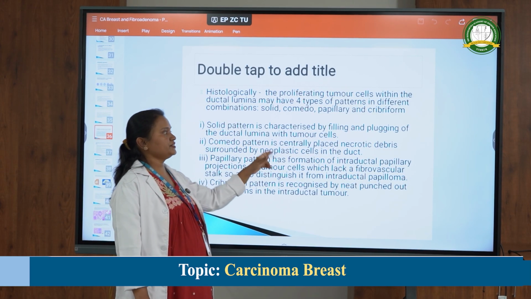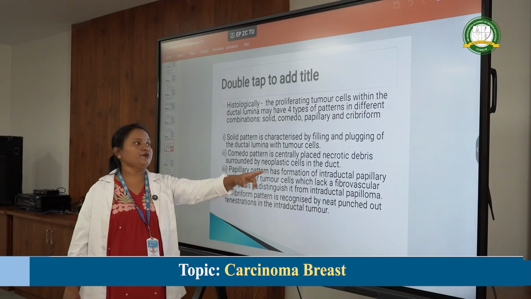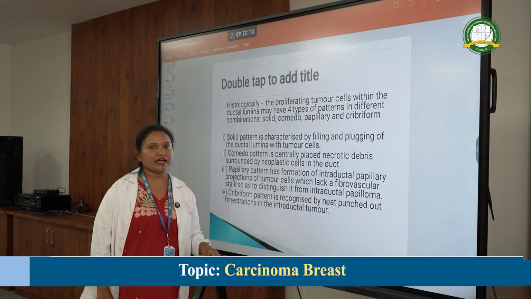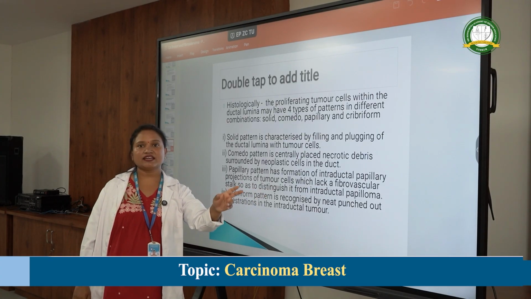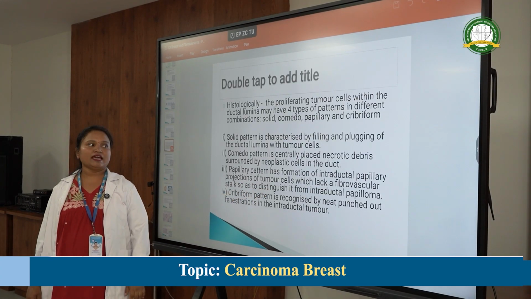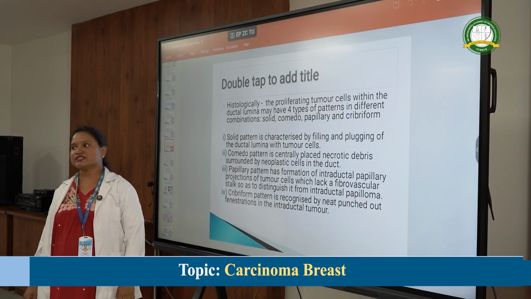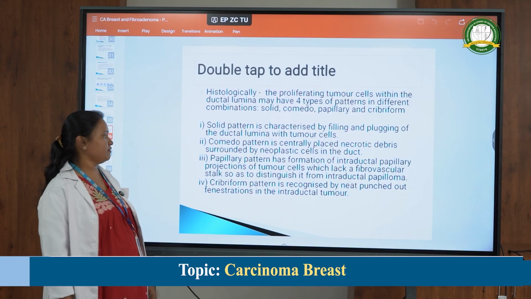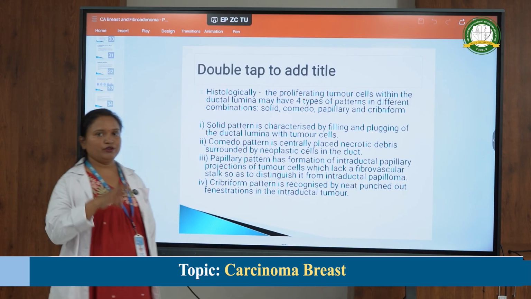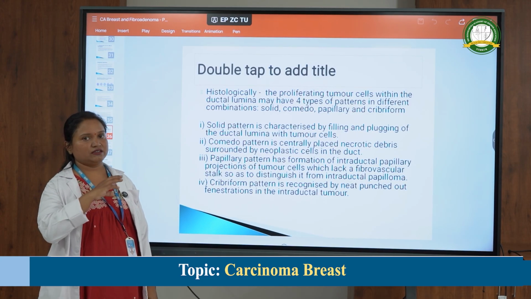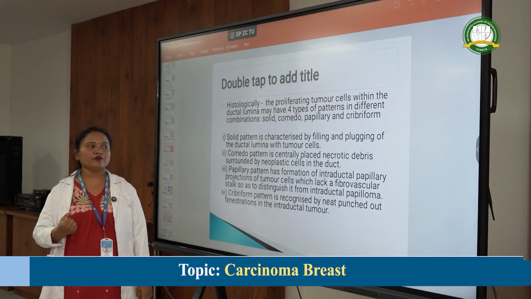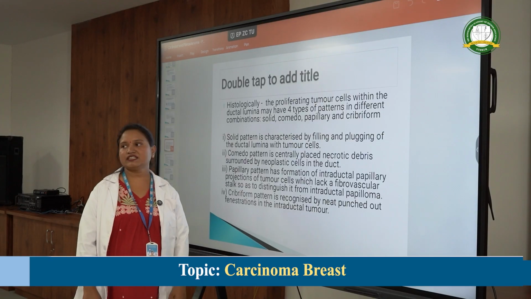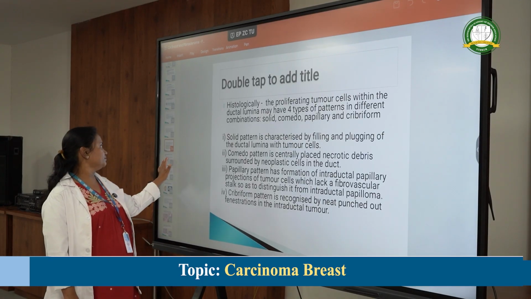Comedo pattern: it is centrally placed necrotic debris which is surrounded by the neoplastic cells. Papillary pattern: it has the formation of intraductal papillary projections and the tumor cells lack the fibrovascular stalk, and it can be distinguished from intraductal papilloma very well. Cribriform pattern: I have told you, there will be spaces, or you can see a neat punched out appearance or fenestration in the intraductal tumor.